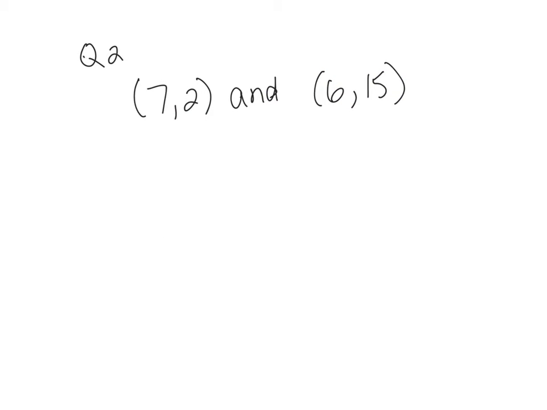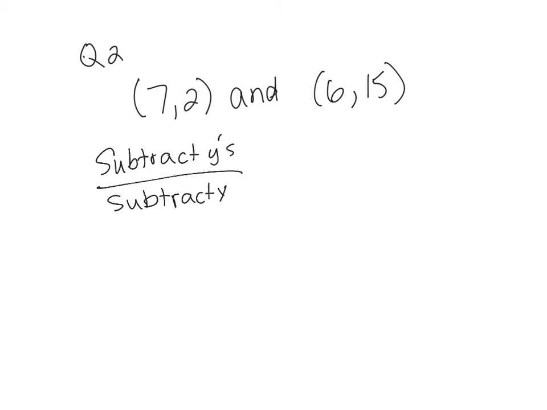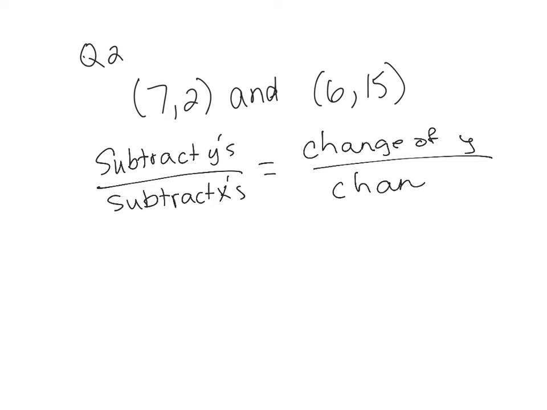Question 2 gives you 2 points and asks you to find the slope. In order to find the slope, you're going to subtract the y's over subtracting the x's. So this is going to be a fraction. Another way you might hear me say this later in one of the videos is the change of y over the change of x.